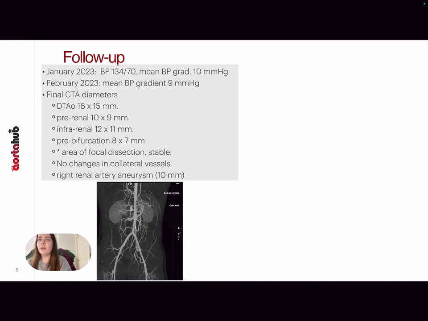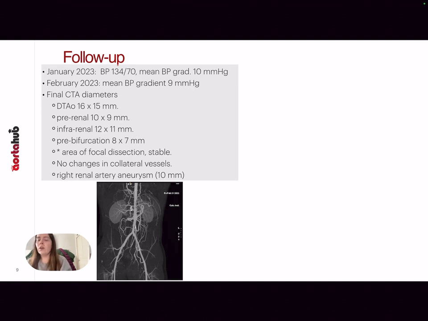A month later, in February 2023, he stayed in good shape. His blood pressure was still normal, and his blood pressure gradient from upper to lower limb was 9 millimeters of mercury. We did perform another CT angiogram for checkup, and he was found to have a good increase in diameters, showing an infrarenal diameter of up to 12 millimeters, which is up to 2 millimeters more than on the previous examination.